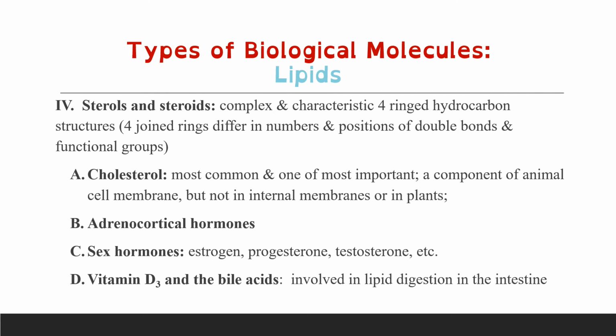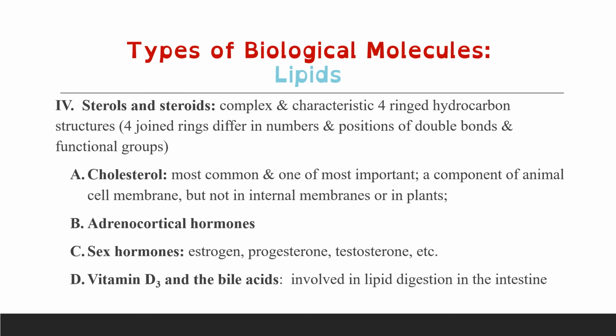Next, we have the sterols and steroids. They are complex and characterized by four-ringed hydrocarbon structures. There are four joined rings that differ in number and position of double bonds and functional groups. An example would be cholesterol, which is the most common and one of the most important types of lipid. It is a component of animal cell membranes, but not of internal membranes or of plants.